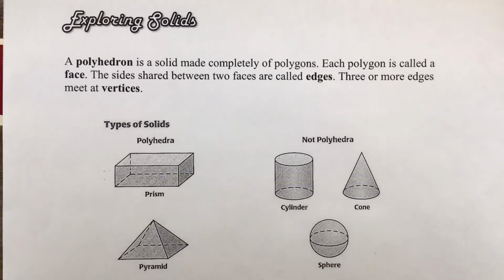For a pyramid, you're going to have a single base, which here appears to be maybe a square. Then all the other sides are going to be triangles that meet at a single point, which would be there. We also have solid figures that are not polyhedra. Basically, those shapes are going to have rounded edges somewhere along them. Basic examples would include a cylinder, a cone, and a sphere.